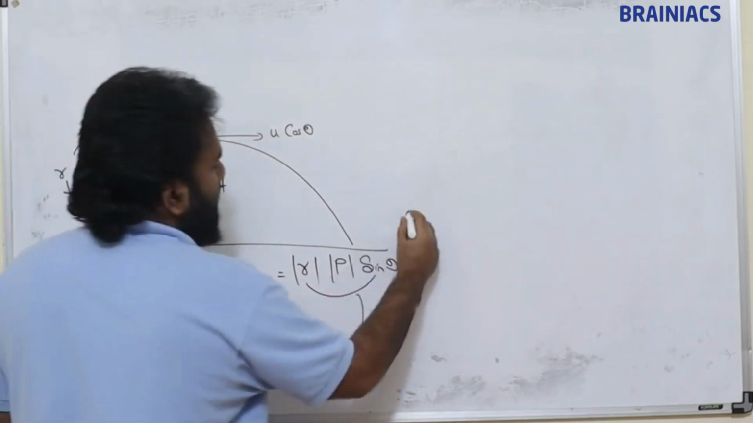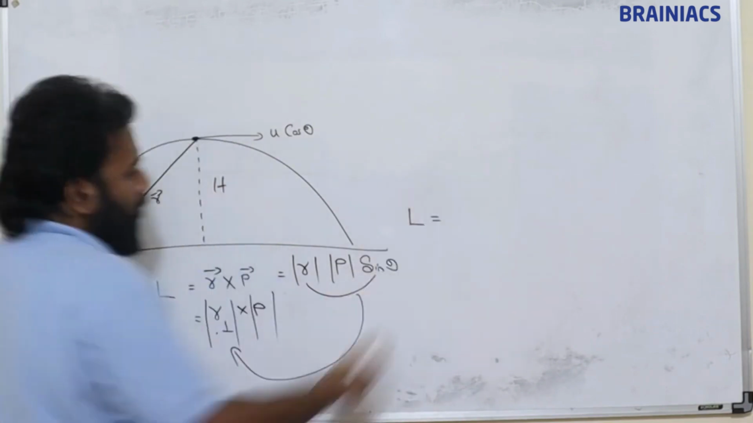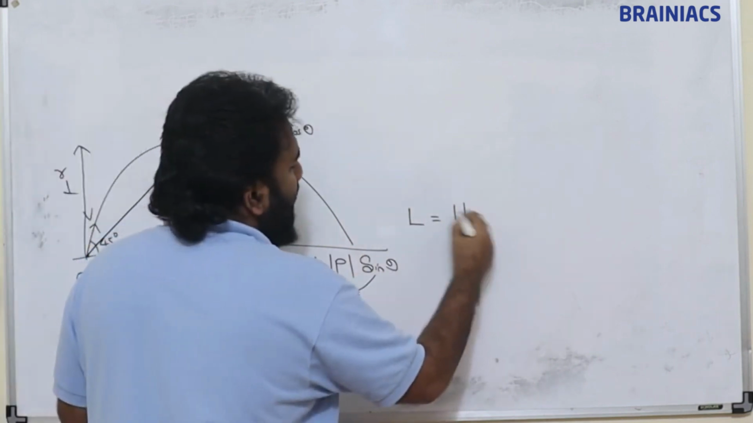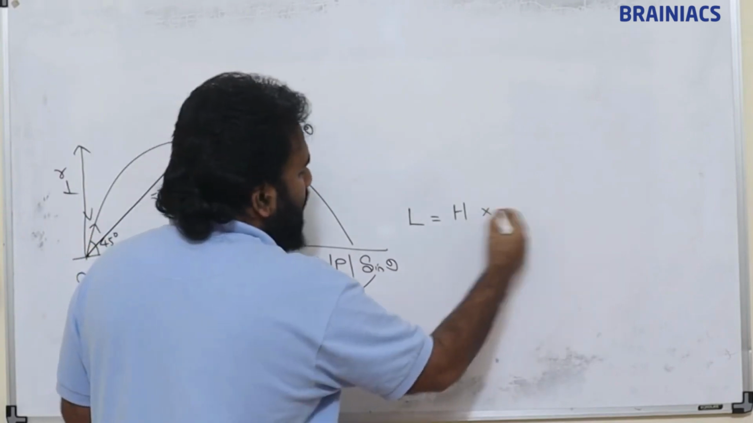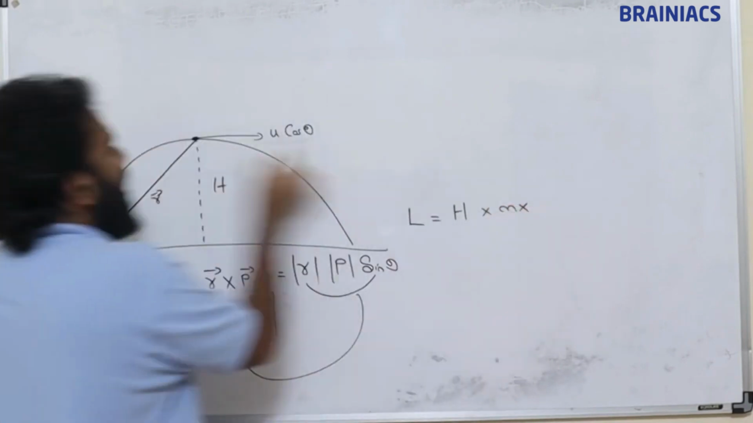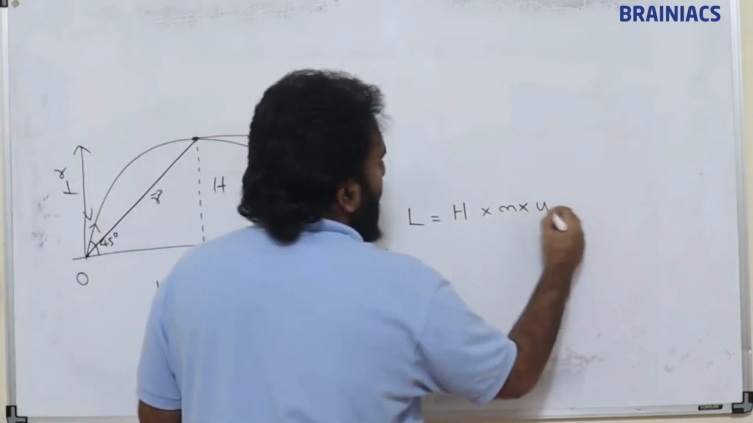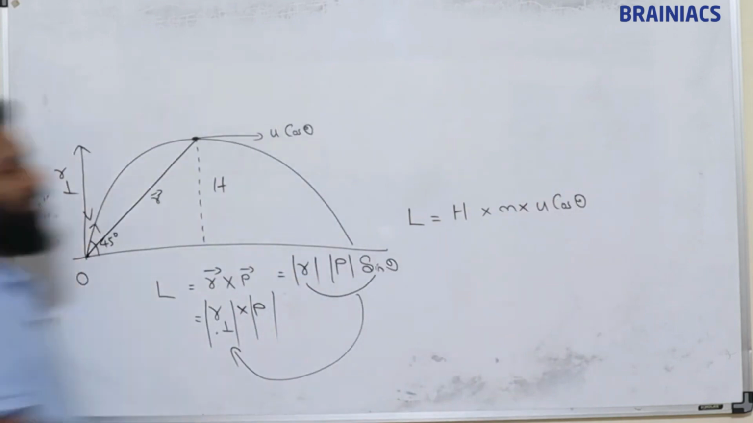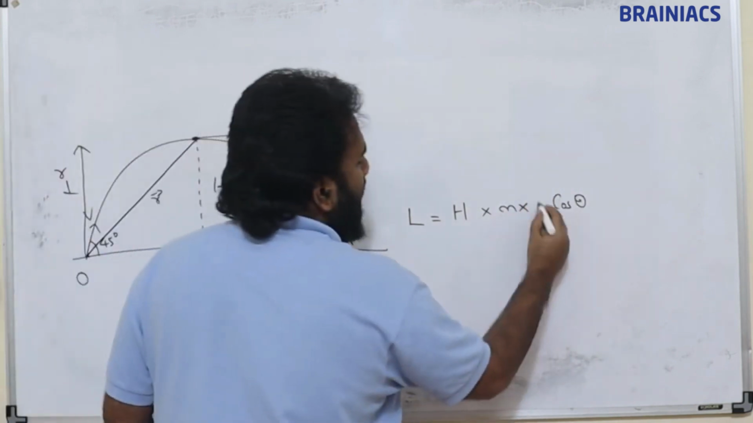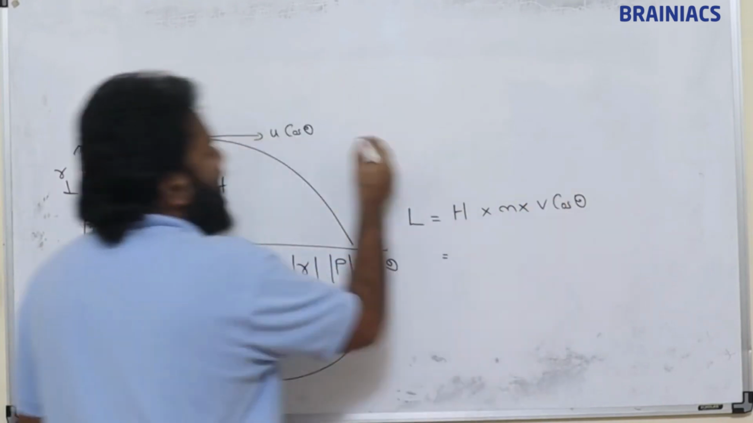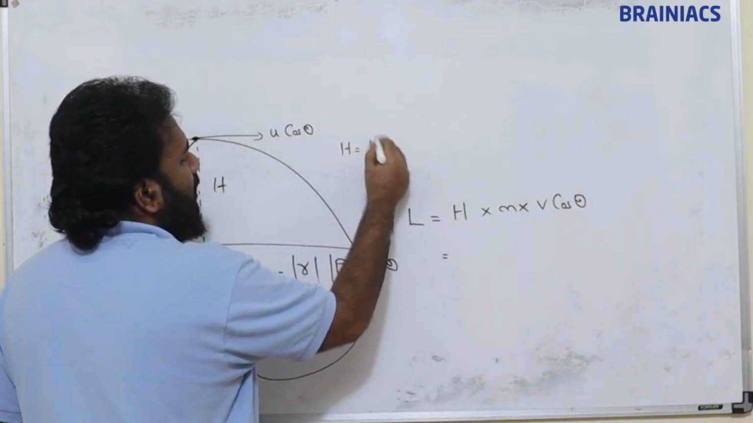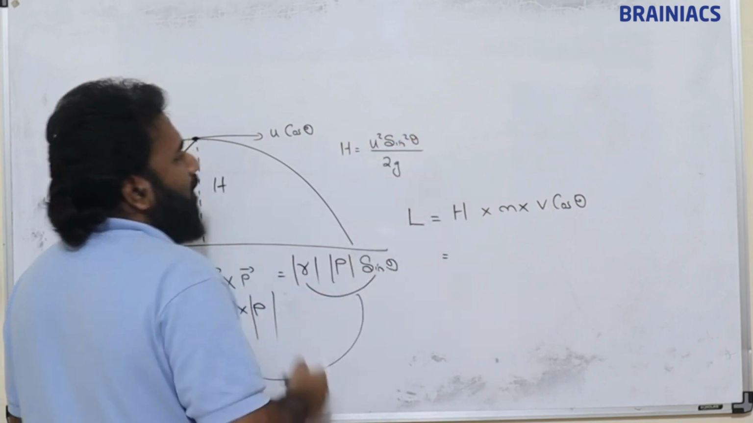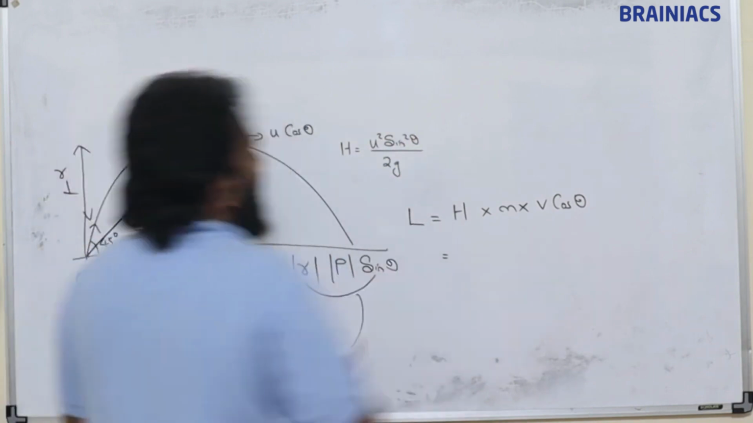So this angular momentum is equal to r perpendicular into linear momentum. r perpendicular is nothing but the maximum height, into mass into the velocity here. This is what is linear momentum, so u cos theta. Now this is projected with the velocity v, so we will replace this with v itself. So what is the formula for maximum height? u square sine square theta divided by 2g.